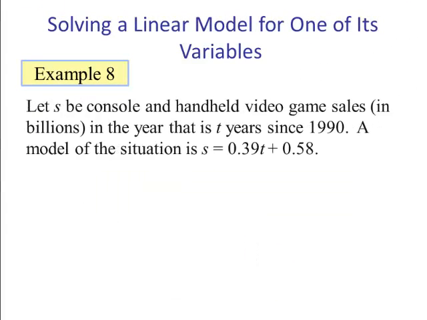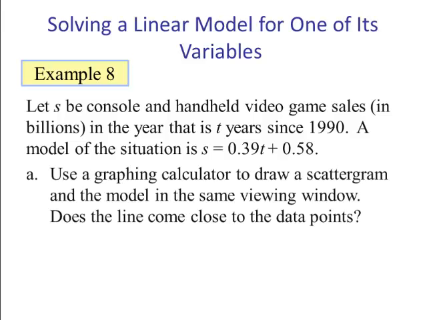So let's let S be the console and handheld video game sales in the year that is t years since 1990. A model of this situation is S equals 0.39 times t plus 0.58. Use a graphing calculator to draw a scattergram and the model in the same viewing window. Does the line come close to the data points?